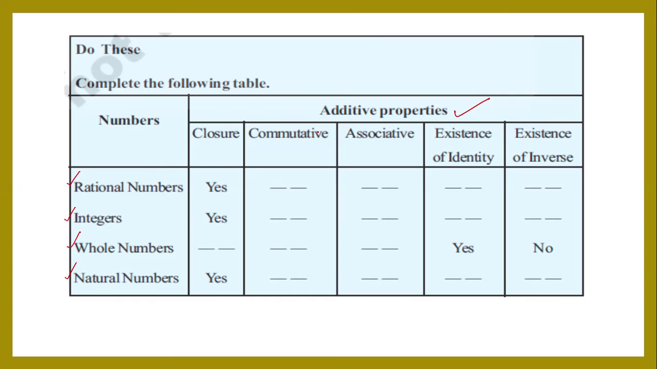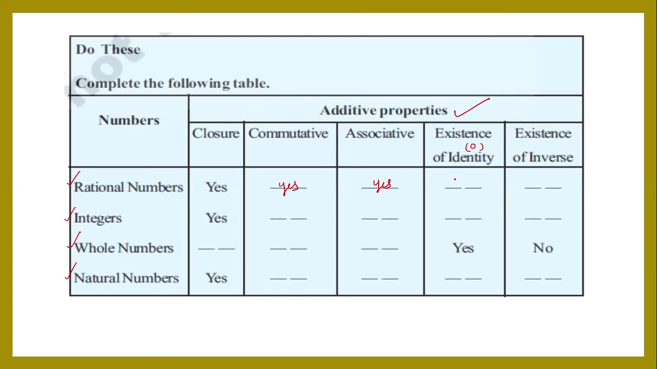Keep in mind these properties are related to addition only. Rational numbers are closed under addition, commutative under addition, and associative under addition, so here you write yes. Existence of identity means the additive identity. What is the additive identity? That is zero.